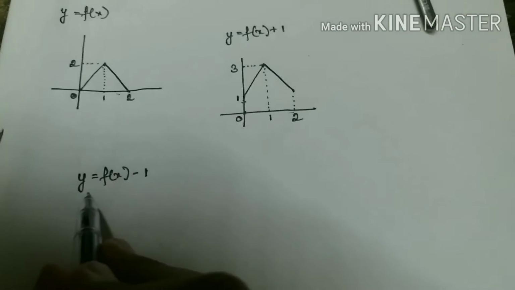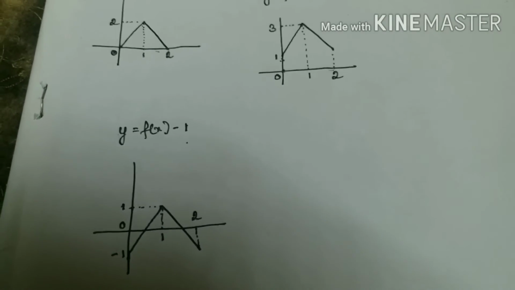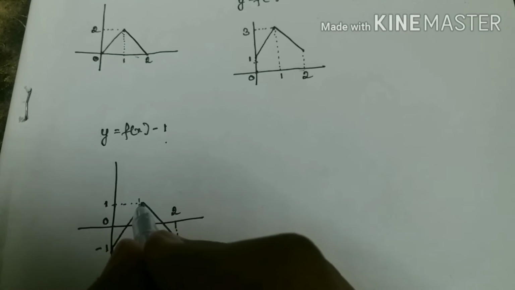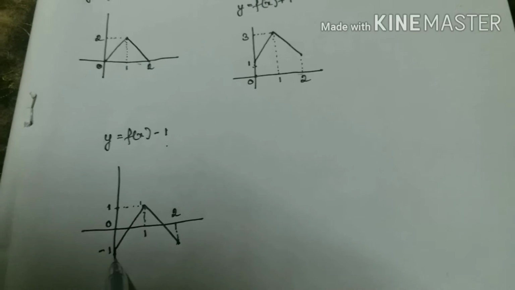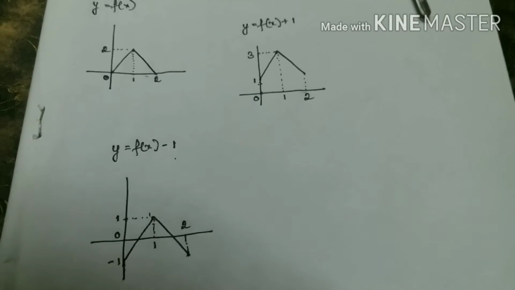And now y is equal to f of x minus 1. So this time we will have to bring it down by 1 unit. So what we do here, we are bringing it down. The peak now comes to 1 here, and the graph starts from minus 1. So this is only translation along the y-axis. Nothing happens along the x-axis.